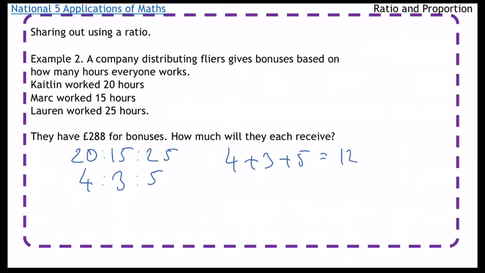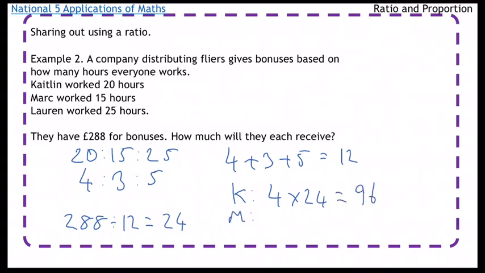So add them up, find out how many shares there are in total. Remember what we have to do next, which is to work out how much each share is worth. So each share is going to be 288 divided by 12, which is 24. We're going to do Caitlin first. Caitlin has got 4 shares, so it's 4 times 24, which is 96.